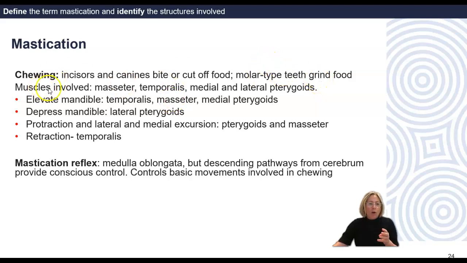Now, there are 4 pairs of muscles that are involved in manipulating the mandible, and they are the masseter, the temporalis, and the medial and lateral pterygoids. The ones that close the jaw or elevate the mandible are the temporalis, the masseter, and the medial pterygoids. And those that open the jaw or depress the mandible are the lateral pterygoids. Protraction and lateral and medial excursion of the jaw is due to the pterygoids and the masseter, and then retraction is the role of the temporalis muscle.